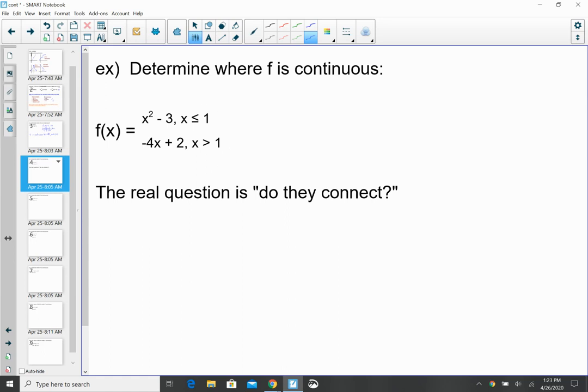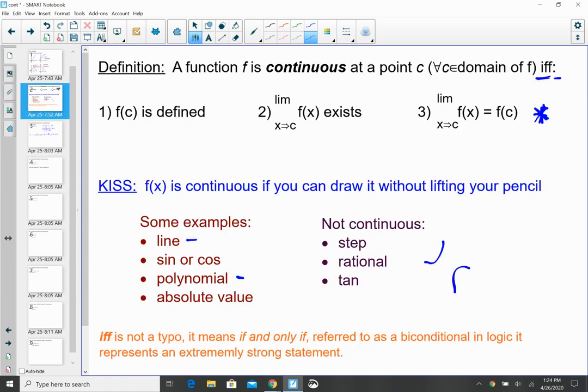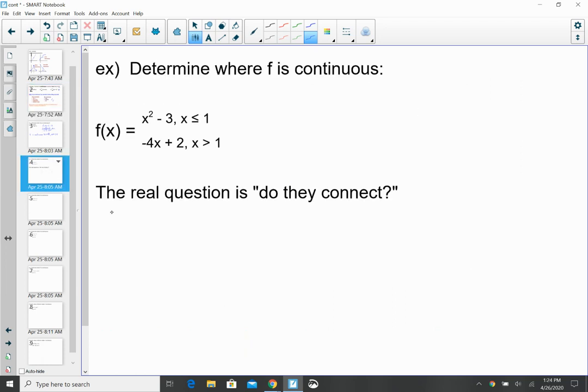In order to figure out if they connect, we're going to look at what happens when x equals 1. When x equals 1, that's the connection piece. We're going to see if they're the same. Now, I'm going to write it out specifically, technically, all the math stuff. So, going back up here to the formal definition, is the value defined? Does f of 1 have a value? Sure, you plug it in over here. You get 1 squared minus 3, which is -2. So it has a value, so it meets the first criteria of continuity.